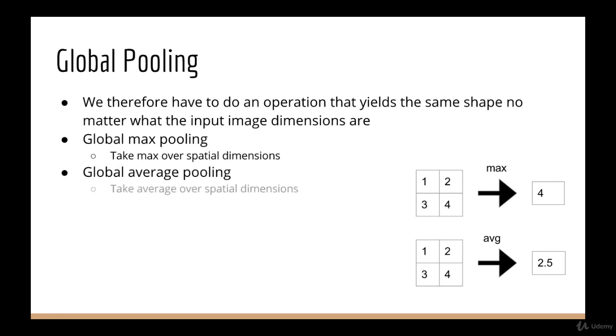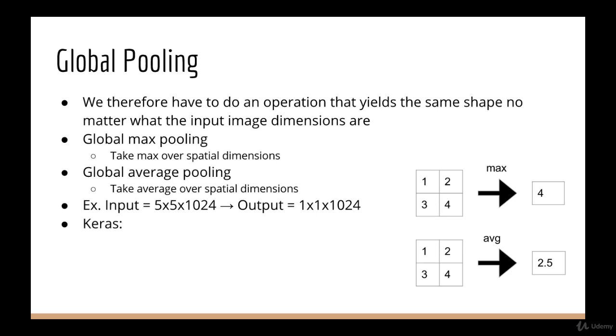So global max pooling will look at a 5 by 5 by 1024 image and output a 1 by 1 by 1024 image, where it's just taken the max over the height and width. Global average pooling will look at a 5 by 5 by 1024 image and output a 1 by 1 by 1024 image, where it takes the mean over the height and width. This way, it doesn't matter if the output image is 5 by 5 or 6 by 6 or 7 by 7, it always gets shrunken down to 1 by 1, and only keeps the feature map dimension.